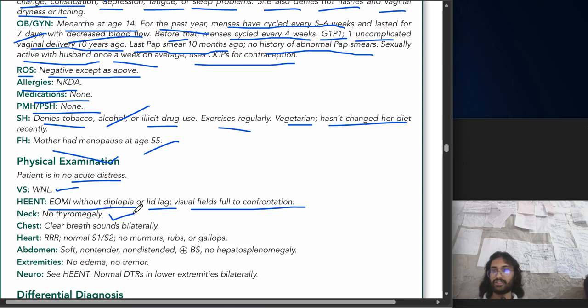In the neck, there is no kind of thyroid problem, so no thyromegaly, which means there's no increase in thyroid size. Chest, clear breath sounds bilaterally. In the heart, regular rate and rhythm, normal S1 and S2. No murmurs, no rubs, no gallops. In the abdomen, the abdomen is soft, non-tender, non-distended.